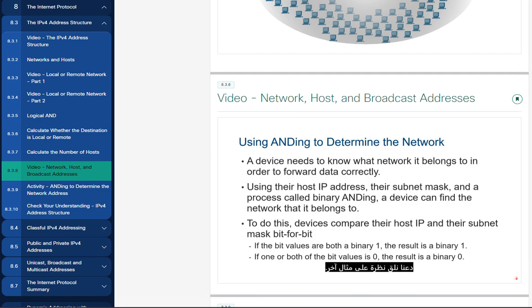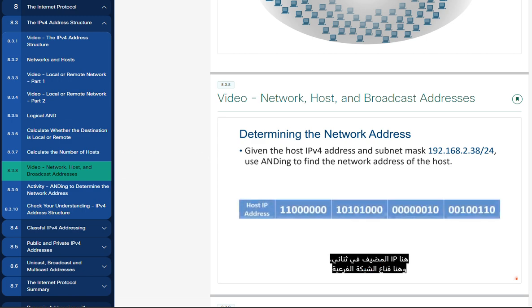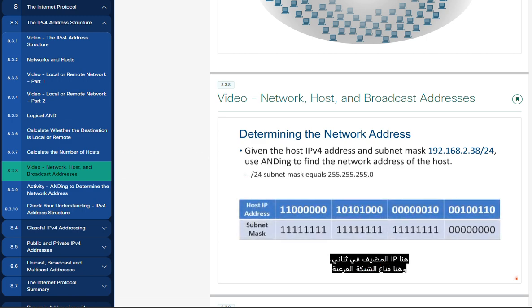Let's take a look at an example. Let's say we have a PC with a host IP address and a subnet mask of 192.168.2.38/24, and we'll use ANDing to find the network address of the host. Here's the host IP in binary. Here's the subnet mask in binary. If we compare them bit for bit, we can see that a 1 and a 1 results in a 1, a 1 and a 1 results in a 1, a 0 and a 1 results in a 0, and a 1 and a 0 results in a 0, and so on until we have compared all 32 bits.